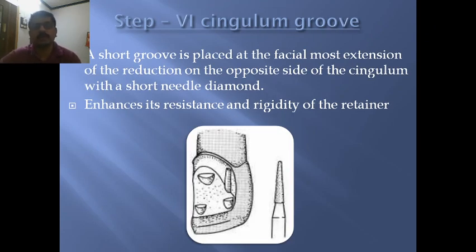Now we have to give some grooves and slots. So what are the grooves and slots we are giving? They are the cingulum groove and the proximal groove or slots. So now we will prepare the cingulum groove. A short groove is placed at the facial most extension of the reduction on the opposite side of the cingulum with a short needle diamond. Why are we using that? We are using that to enhance the resistance and rigidity of the retainer.